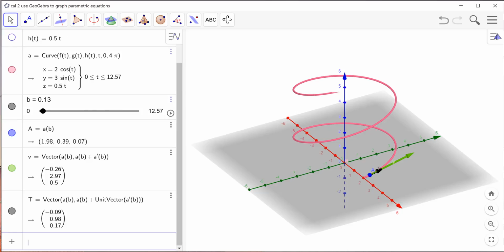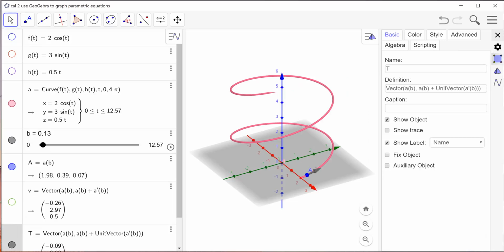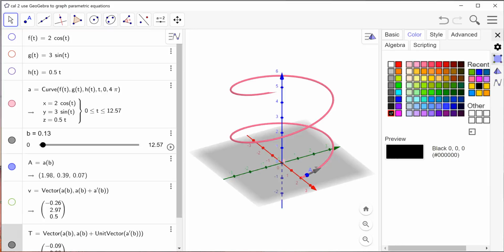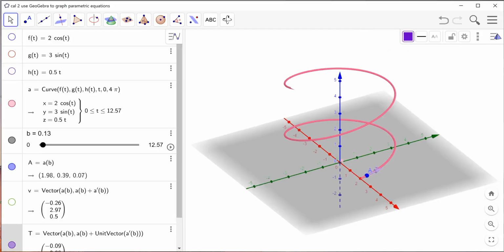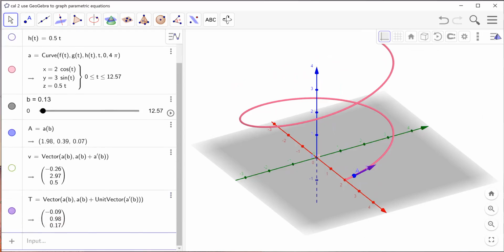Okay, so now I can deselect the V, and now you can see the unit tangent vector. This is the T, the unit tangent vector. We can change its color. How about purple? Okay, so we have the unit tangent vector. So next, how do we draw a principal unit normal vector?